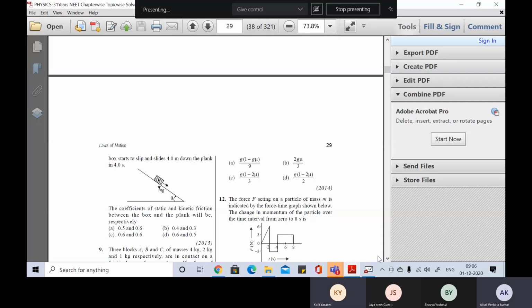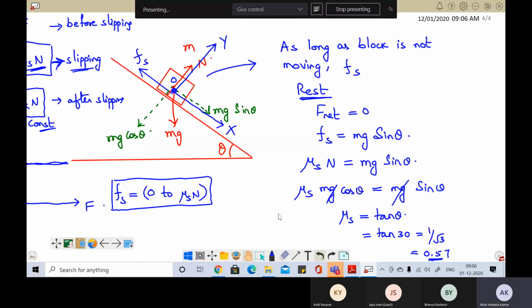So the direct option is A only, no? 0.5. Of course, they didn't give the exact one; 0.57 can be 0.6 also. Let us calculate that one. Now after that, what happened? It slides down 4 meters down the inclined plane in how many seconds?